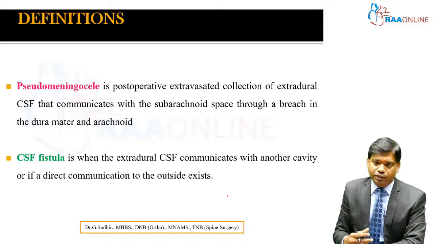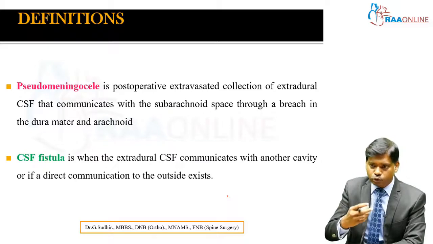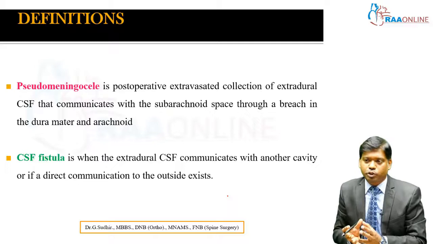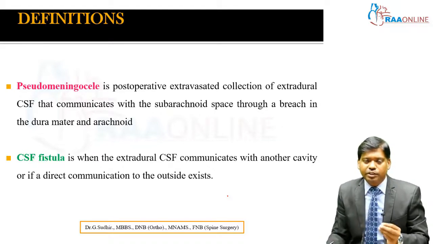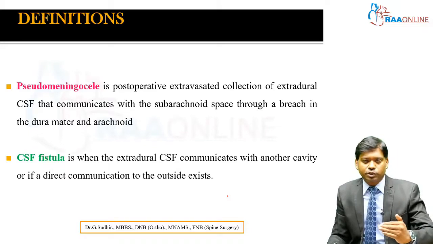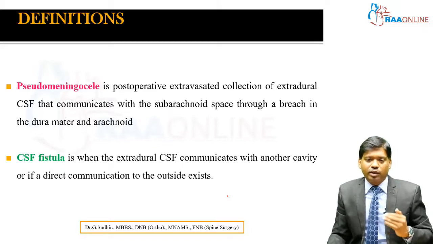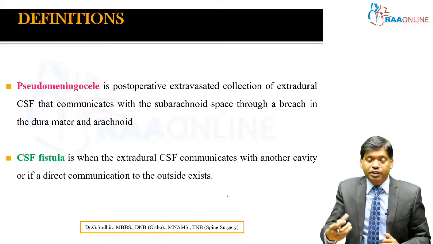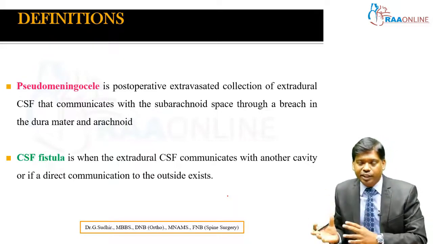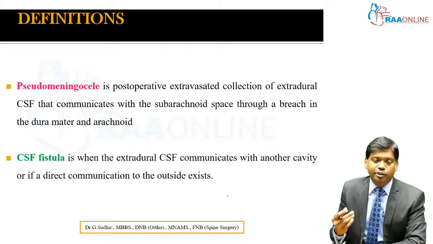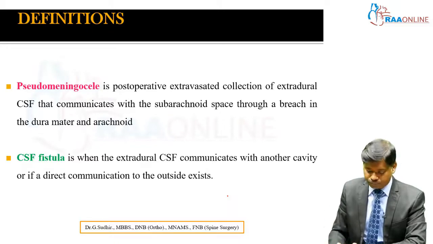the subarachnoid space. So the CSF comes out of the subarachnoid space, and it is a collection which can be in the subcutaneous tissue or at the submuscular plane, basically through a breach in the arachnoid and the dura. What is the difference between a pseudomeningocele and a CSF fistula? When the extradural CSF, that is the CSF coming from the subarachnoid space, communicates with another cavity, or when it communicates to the exterior through a defect in the skin, it is called a CSF fistula.